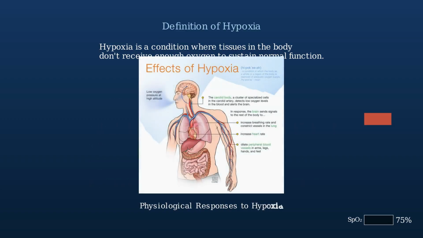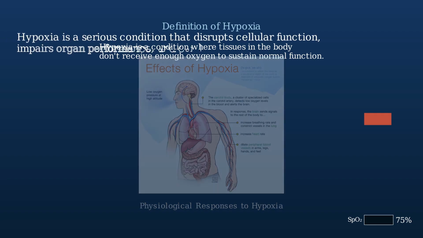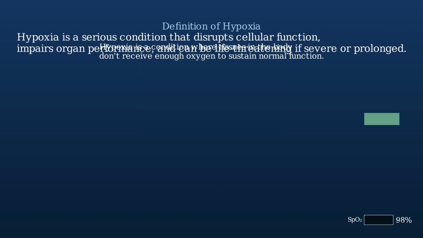When the body detects hypoxia, it triggers compensatory mechanisms. The brain signals an increase in breathing rate, the heart pumps faster, and blood vessels dilate to maximize oxygen delivery to vital organs. In summary, hypoxia is a serious condition that disrupts cellular function, impairs organ performance, and can be life-threatening if severe or prolonged.